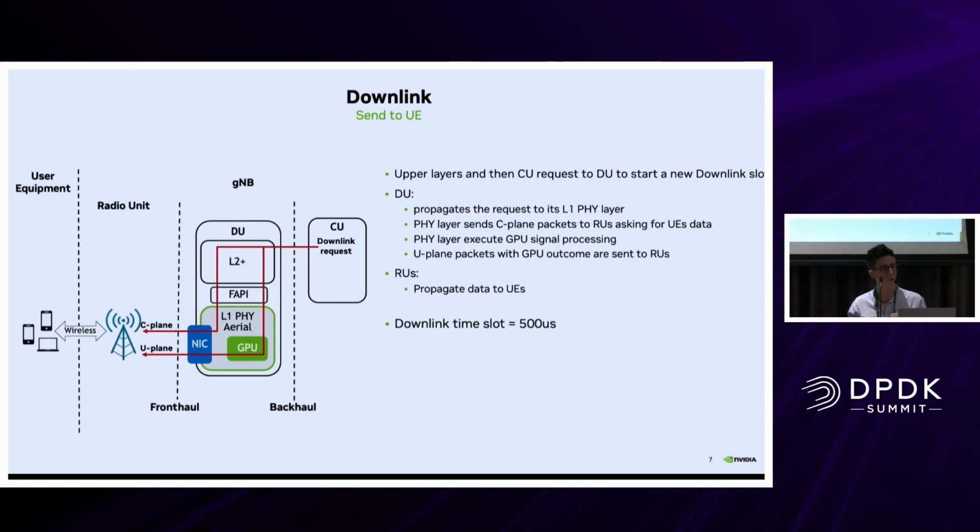Still, control packets are sent to the radio unit to give instructions that you're about to send data packets that must be forwarded to UEs. And then the GPU starts the signal processing. The output of the signal processing is split into multiple Ethernet packets. Then the result is sent on the U plane, I mean to the radio units, and the radio unit will forward those packets to the UEs.